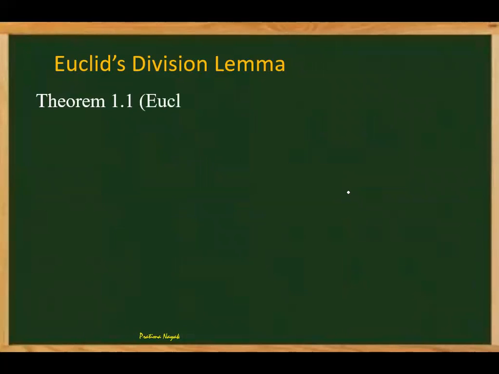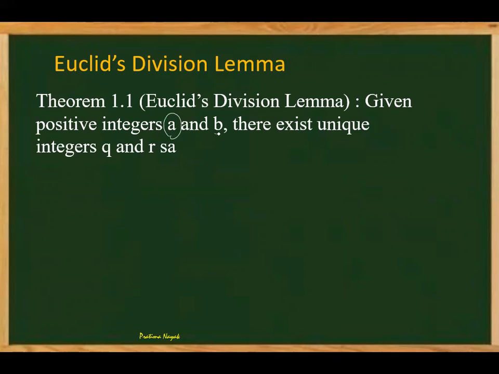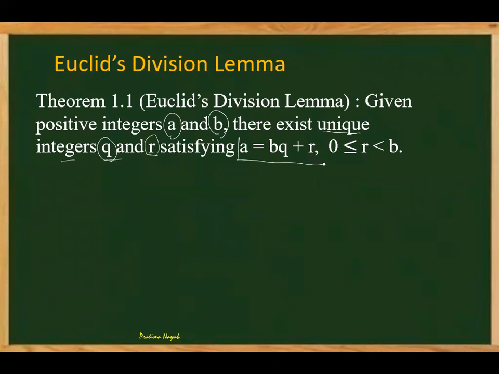So Euclid's division lemma is just a theorem stated by Euclid, the great mathematician. Given positive integers a and b, there exist unique integers q and r satisfying a is equal to b times q plus r, where r is from 0 to less than b.